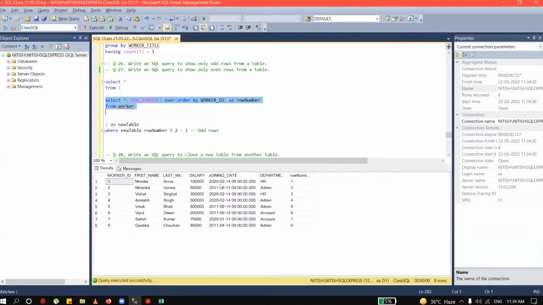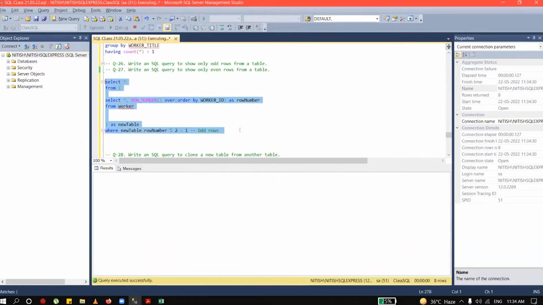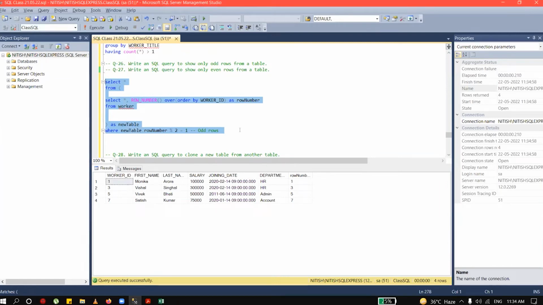Now this is a new table. In the from, you have inserted a new table over here. From this new table, I want only row number. That's why I have written an alias for this entire query. Whatever table you have written inside it, I treat as a new table. From this new table, row number, I'm looking for wherever it is equal to 1. That will give me the odd rows. And here are the odd rows.